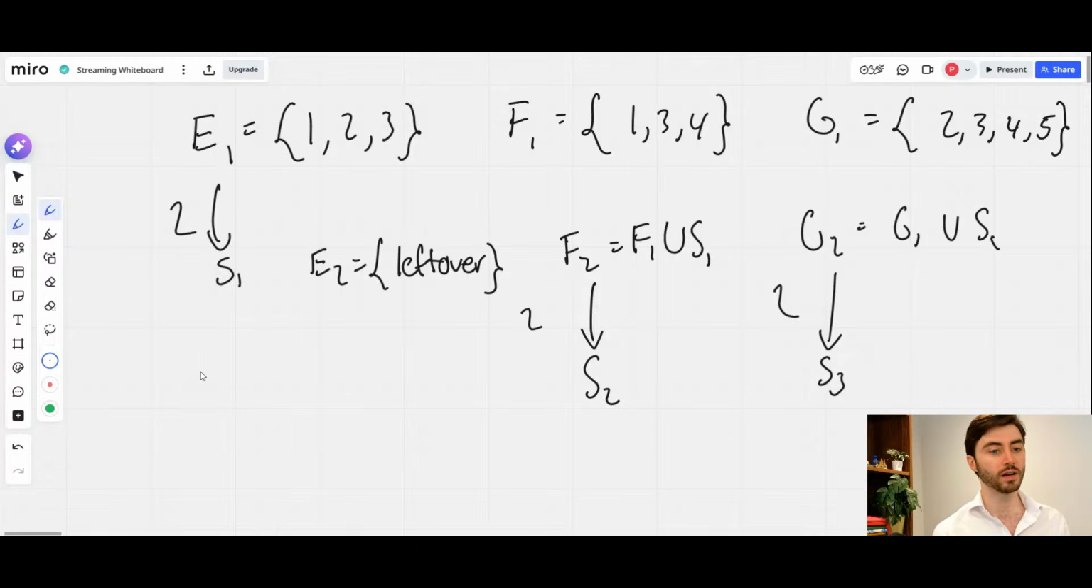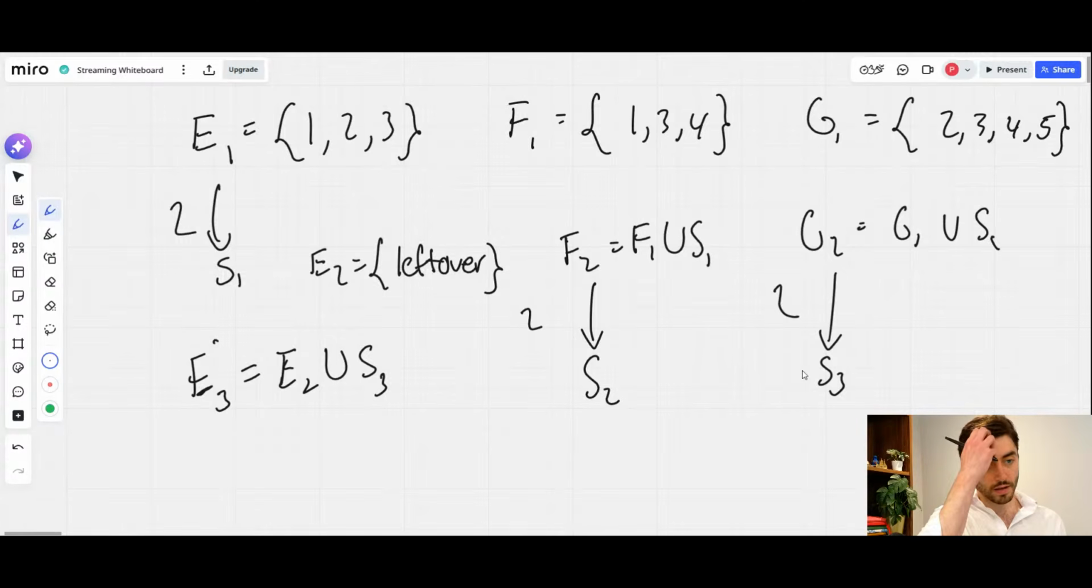And then finally, God, calm down question. You see, this is the JEE Advanced. It's just absolute madness. E3 is E2 unioned with S3. So it's the leftover unioned with this guy. Okay, given that E1 equals E3, let P be the conditional probability.